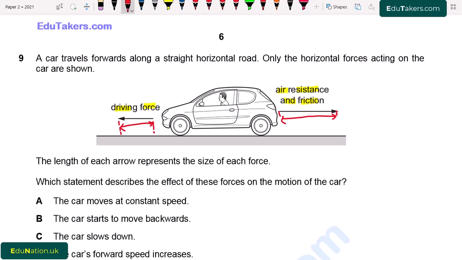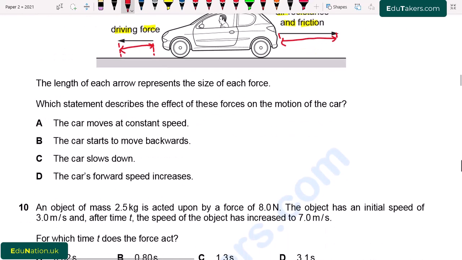So we can see here that the air resistance and friction force is always greater than the driving force in this case. The length of each arrow represents the size of each force. Which statement describes the effect of these forces on the motion of the car? A. The car moves at constant speed. B. The car starts to move backwards. C. The car slows down. And D. The car's forward speed increases.